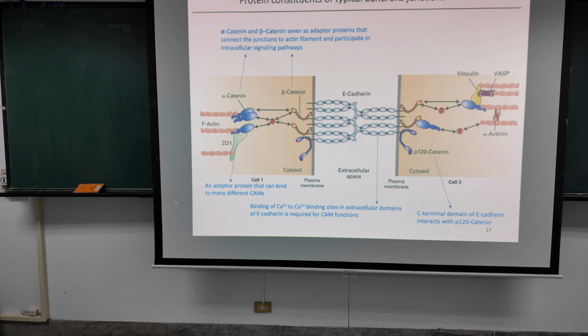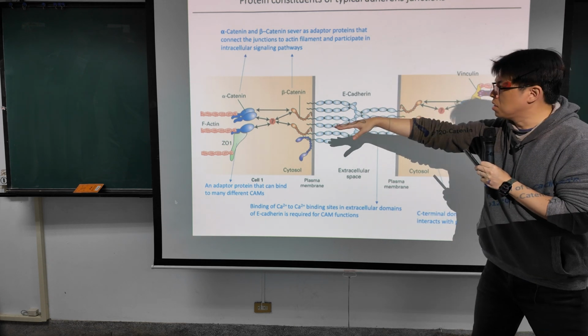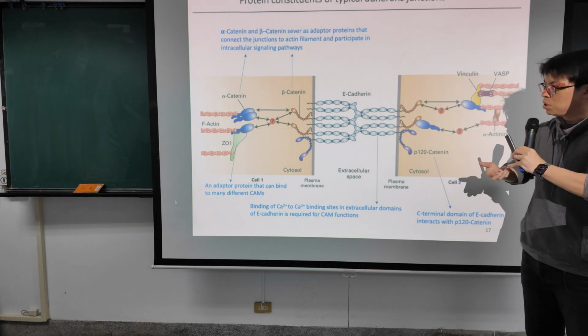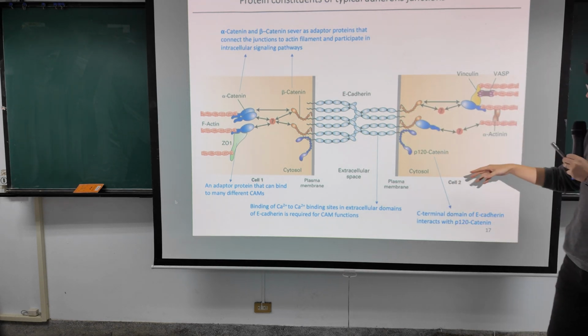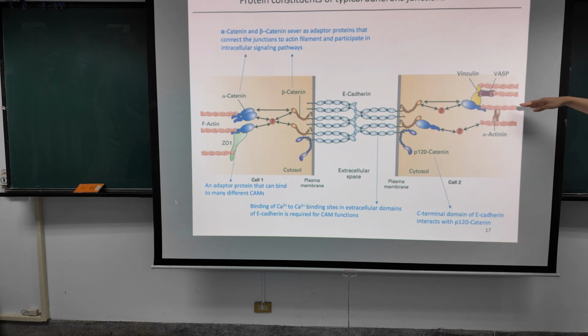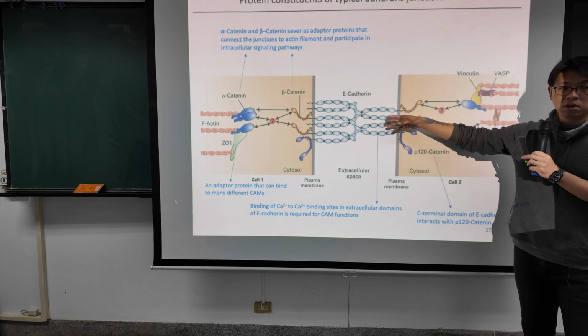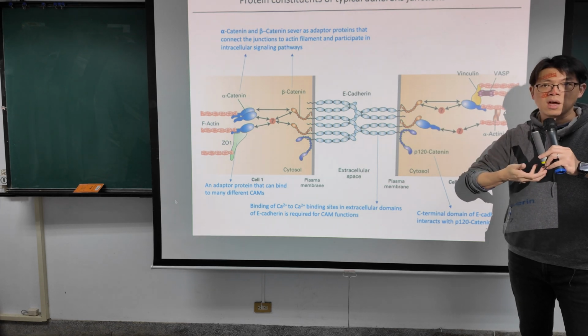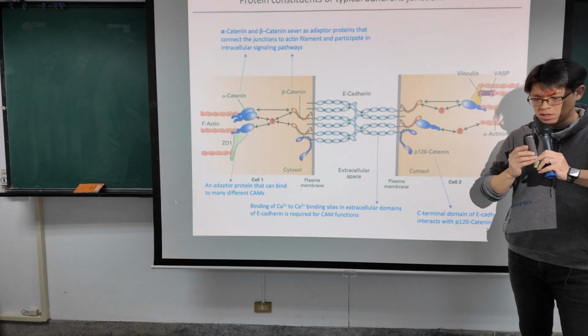This is a cartoon describing the composition of the adherens junction. One cell and another cell use cadherin to interact with each other. They use the transmembrane domain to interact with adapter proteins, for example catenin or beta-catenin. Those catenins will also bind to the actin filament, which is the cytoskeleton. As I mentioned before, the cadherin interaction is calcium dependent. Without calcium, they cannot interact.